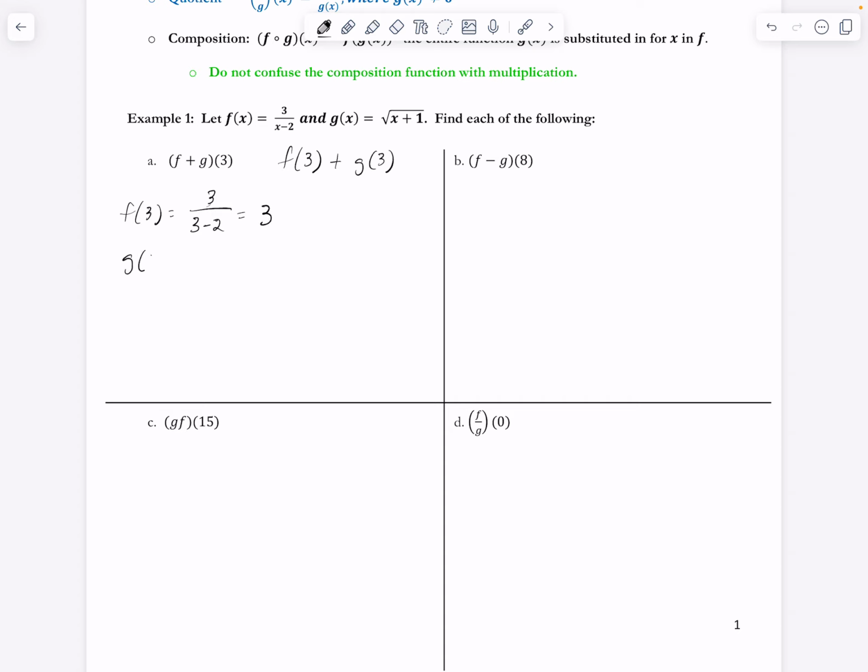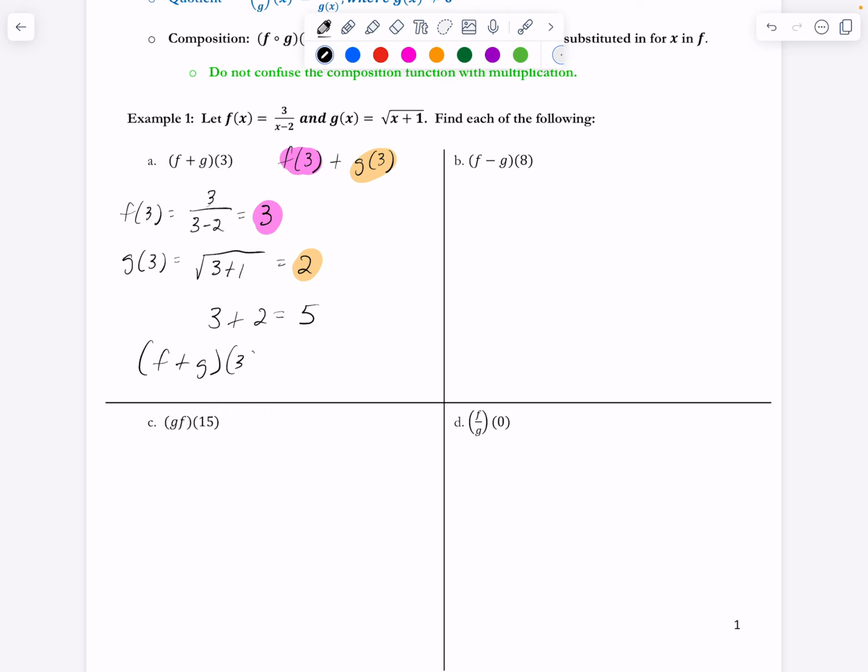Then g of 3 is going to be the square root of 3 plus 1. 3 plus 1 is 4. The square root of 4 is 2. All right, so now that we have each of those, remember, again, we're trying to find them separately, right? f of 3 is 3. g of 3 is 2. So I'm going to add 3 plus 2 to get 5. So f plus g of 3 is equal to 5. And that's pretty much how we're going to do the rest of these on this page.